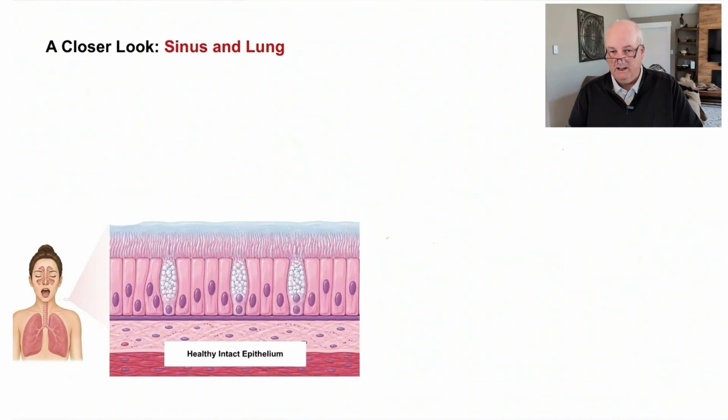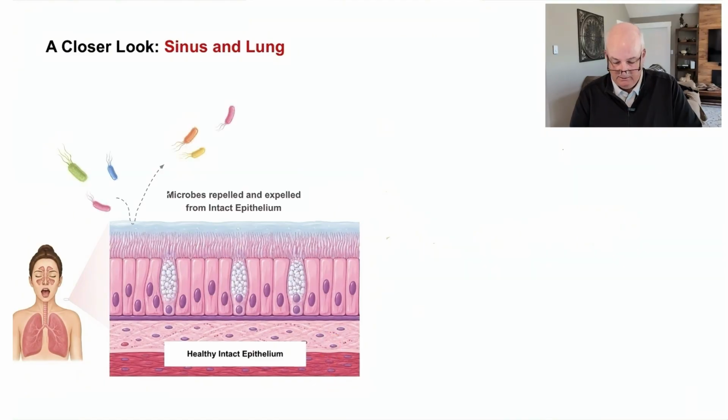A closer look at the sinus and lung. This would be a sinus example. Some of the technical structures are slightly different, but the basic concept still applies. We have the epithelial layer right here. A healthy epithelial barrier will be able to repel those microorganisms we talked about. We'll be able to flush them out.